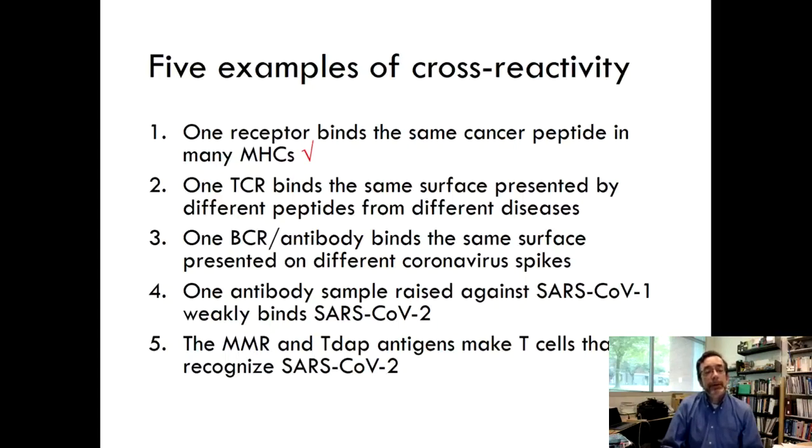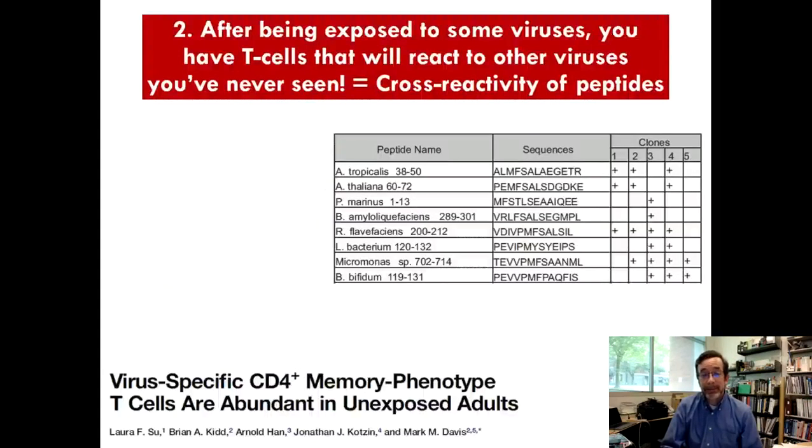Let's move on to the next one, number 2. One TCR binds the same surface presented by different peptides from different diseases. In this case, you can have one disease teach your TCR how to react, and then that same TCR can react to a totally different disease because the peptides are similar. This is actually what got me started on this thinking a long time ago.